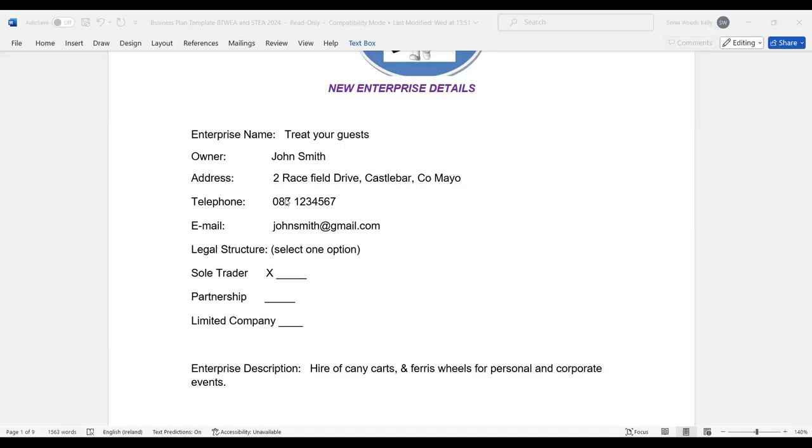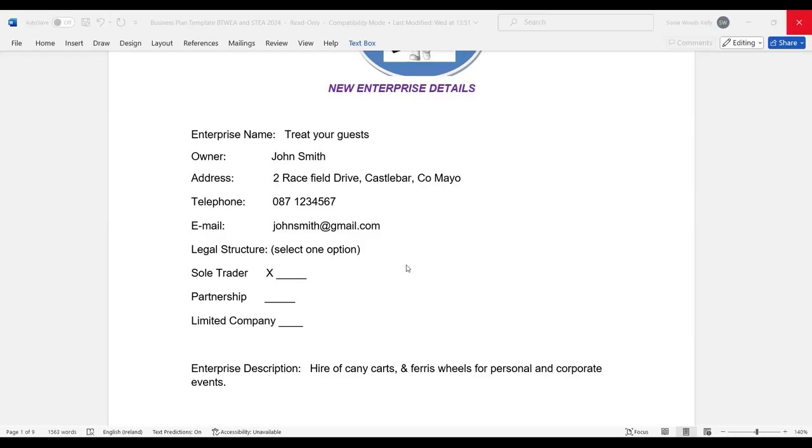If you have a business address, you can include your business address here. If not, include your home address. You will then need to include your contact telephone number and your contact email address for correspondence. You are then required to select which legal structure you propose for your business.